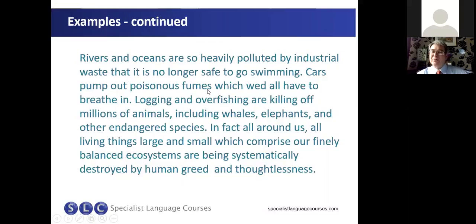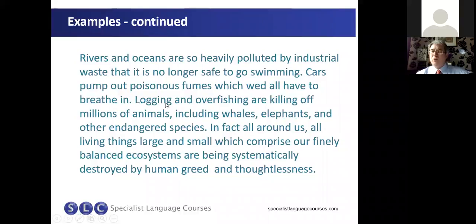"Cars pump out poisonous fumes which we all have to breathe in." You might put an example there. For example, in Beijing, there is a constant cloud of smog above the city, mainly produced by the increasing numbers of cars. "Logging and overfishing are killing off millions of animals."